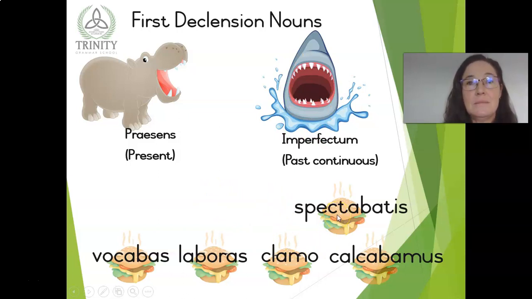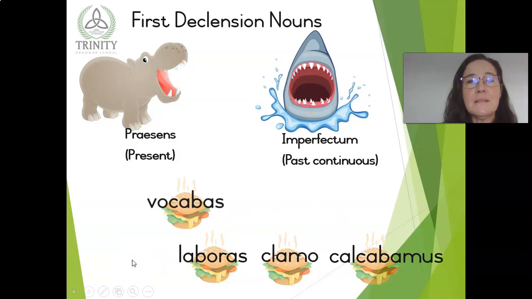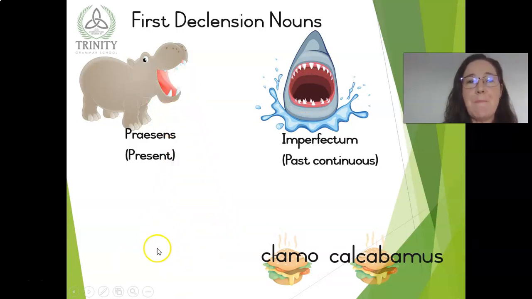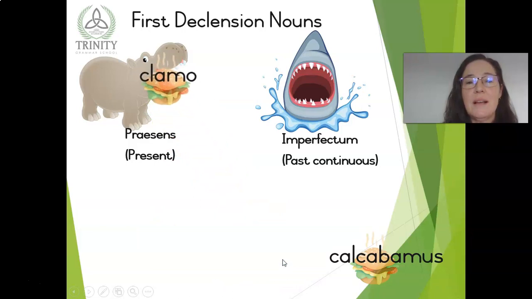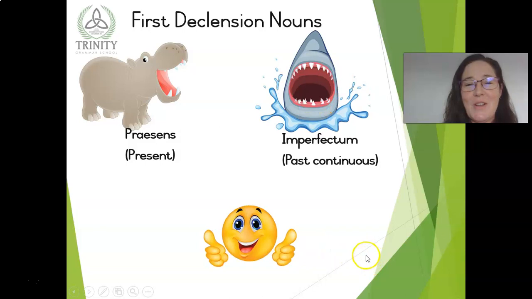Spectabatis. Where would that go? Well done. Vocabas. I think you guys are starting to get the hang of it. Laboras. Yes, praesens. There was no time signature in it. Clamo. Very good. Calcabamus. There you go. I hope you found that stimulating, and if you didn't get them all right, just play it again.